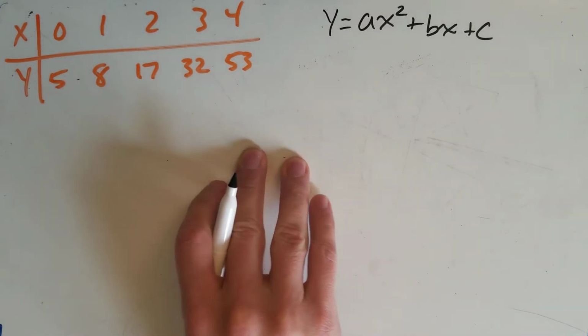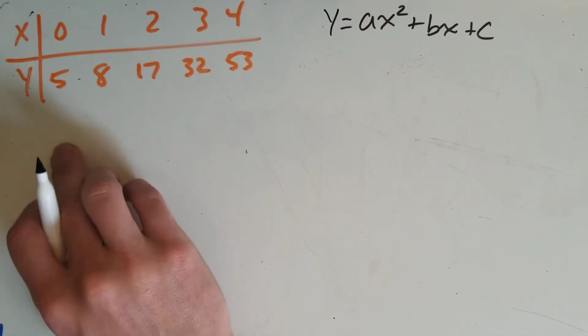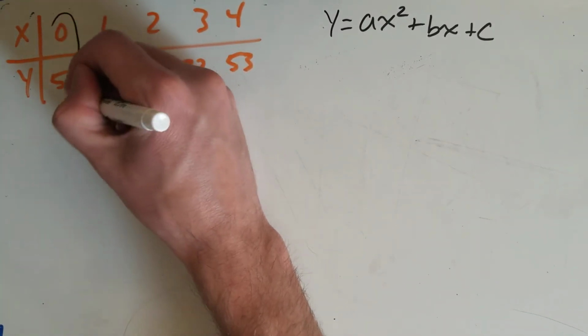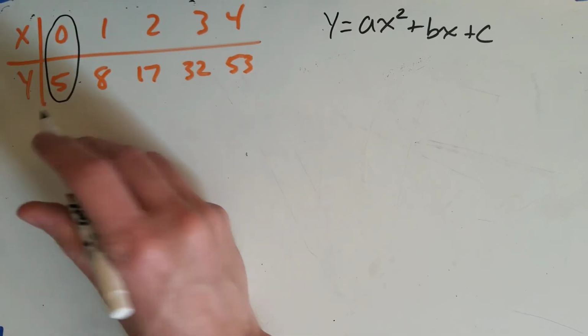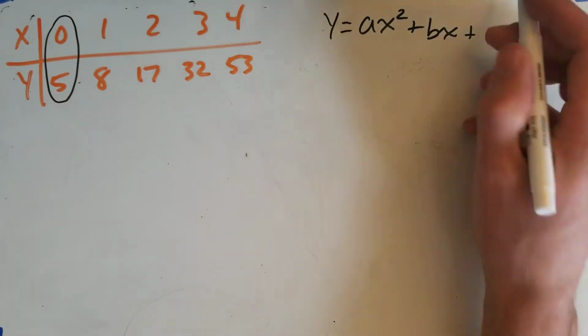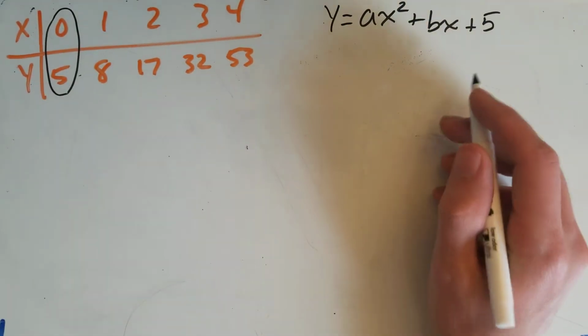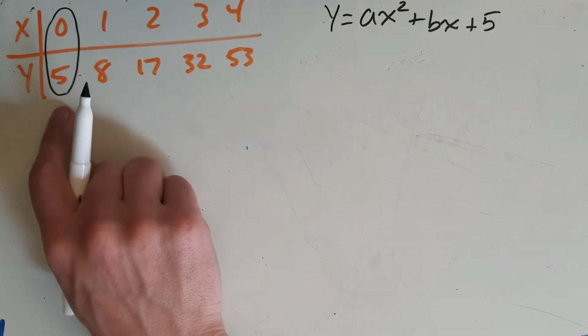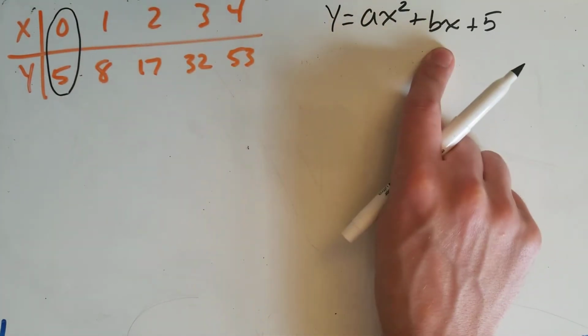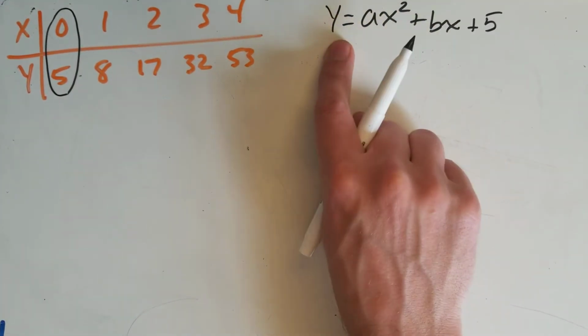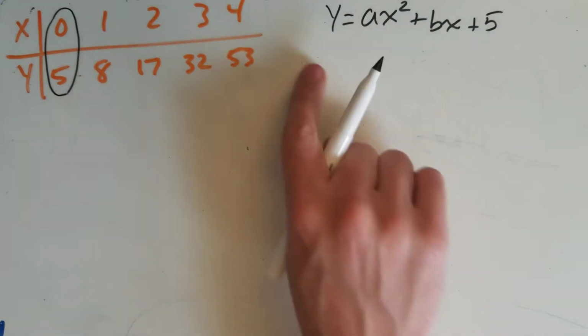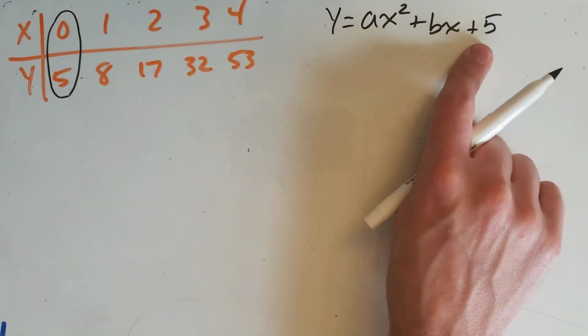Now if we look at this table a little further, you might notice again we are given a y-intercept, 0, 5. That would be our c value here. So we're going to end up with a +5 at the end. If you didn't recognize that, you could substitute values in for x, 0 and y equals 5, and you're going to find out c is 5 anyway. So we have a +5 at the end.